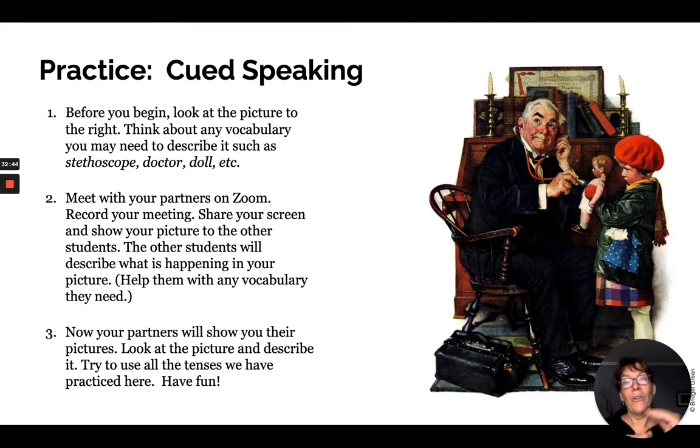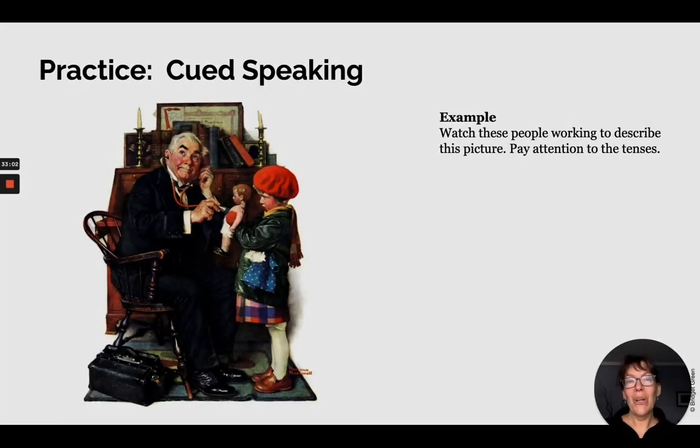Now your partners will show you their pictures. Look at the pictures and try to describe. Try to use as many tenses as possible. Present simple, present progressive, past simple, past progressive. Here is an example.